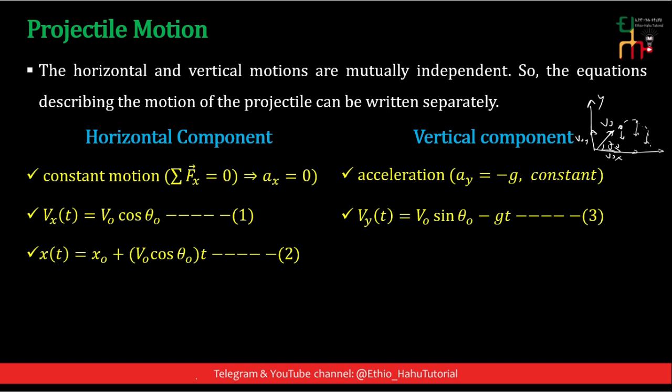The velocity of the projectile at any instant of time, vy of t, is equal to v naught sine theta naught minus gt.